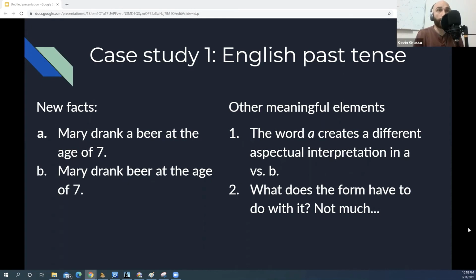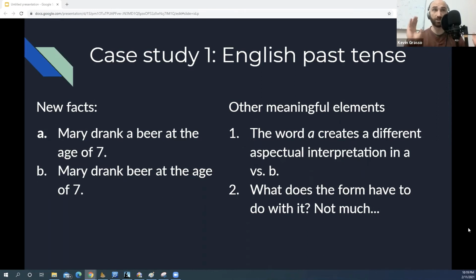So Mary drank a beer at the age of 7, right? Mary drank a beer at the age of 7, versus Mary drank beer at the age of 7. There is a different aspectual interpretation here, right? Mary drank a beer at the age of 7 means that she drank a specific beer, right? Like one beer, and it was completed, right? It's very perfective, right?